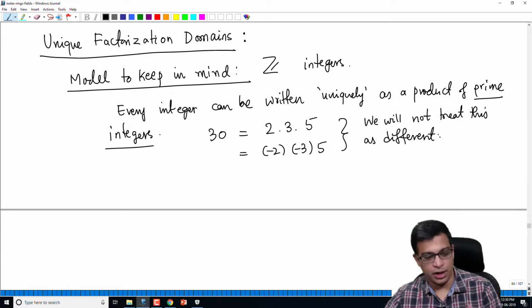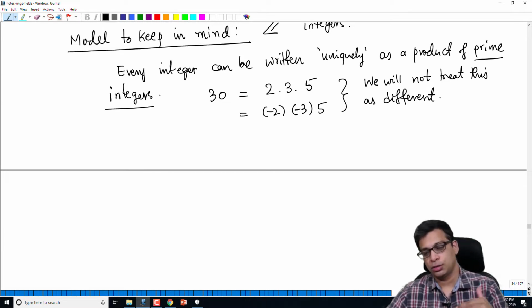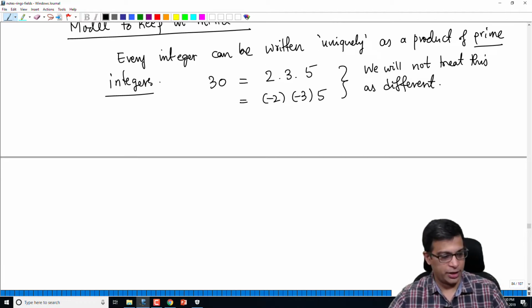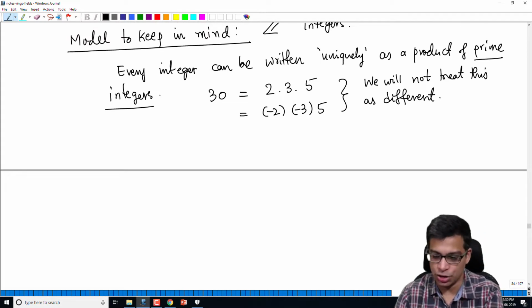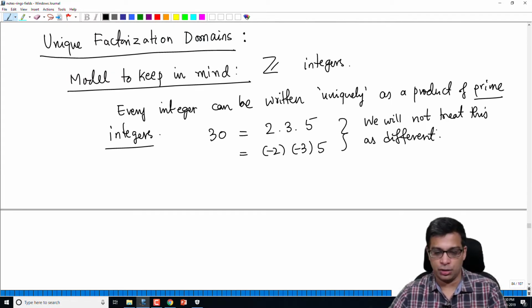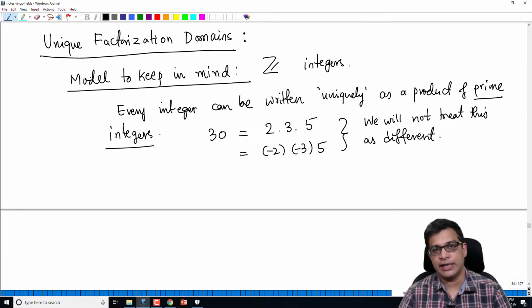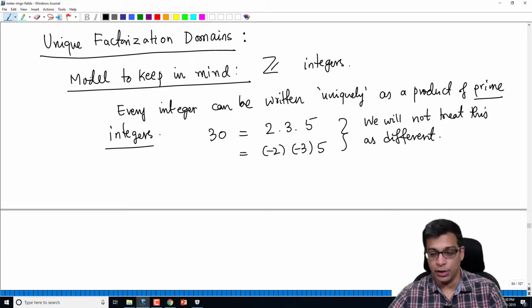We will not treat this as different, because we will consider the appearance of 2 and minus 2 to be the same. That means whether 2 comes or minus 2 comes, we are not going to make a difference, because they are associates. That is a crucial statement there. So now this is the model, as I said, to keep in mind. We want to see whether this can be carried over to arbitrary integral domains. Can we now say that any element in that ring can be factored like this, and if possible uniquely?